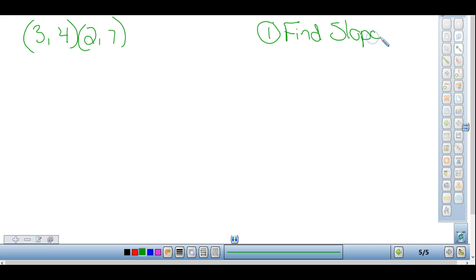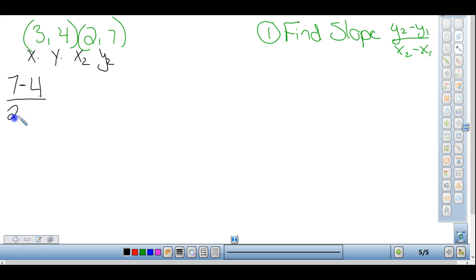So your first step is to find slope. You're going to want to write down these steps somewhere. If I'm going too fast, pause it, write them in your notes, and then you can keep going. To find slope, remember, it's y2 minus y1 divided by x2 minus x1. If we label these x1, y1, x2, y2, first thing is to find slope. So 7 minus 4 divided by 2 minus 3 equals 3 divided by negative 1, which gives us negative 3.